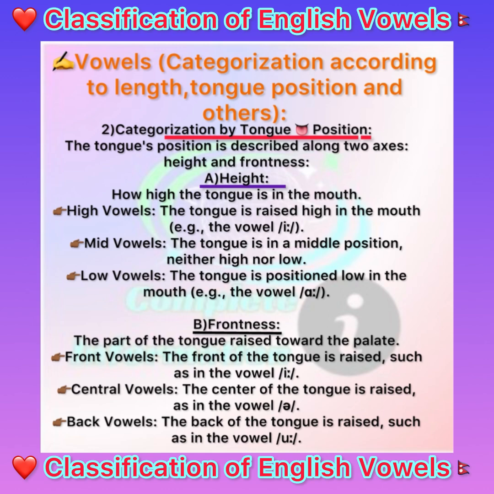Now B, frontness. According to tongue position, we have height and frontness. Frontness means the part of the tongue raised toward the palate. In this, there are also three types. First is front vowels. The front of the tongue is raised, such as in the vowel I. Now central vowels. The center of the tongue is raised, as in the vowel A. Now back vowels. The back of the tongue is raised, such as in the vowel U.